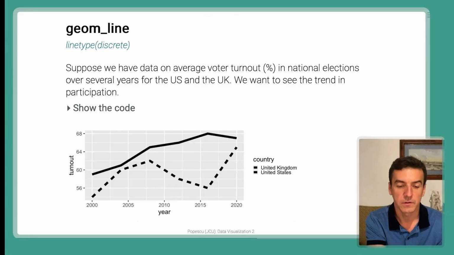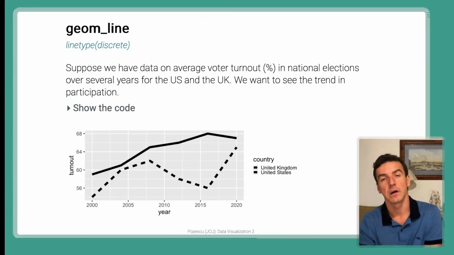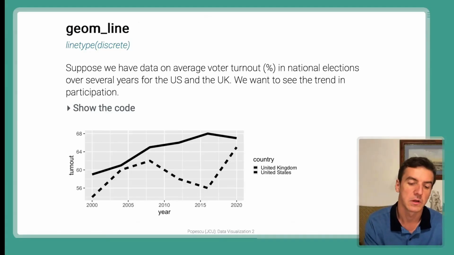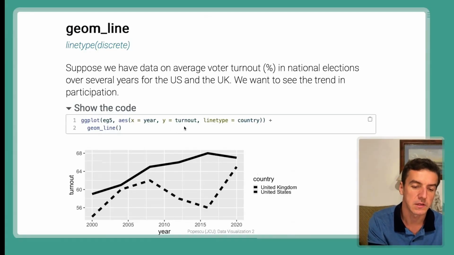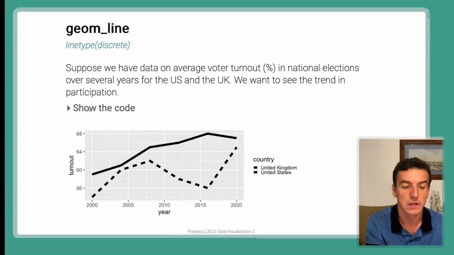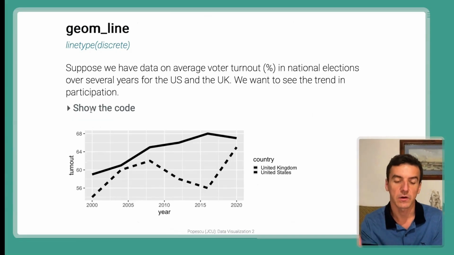The more common version of this is to represent different lines with different line types. So it's much more common to have, for example, dotted lines. So here's how we represent this. Line type equals country. So this allows us to represent different categories within our data set with different line types.